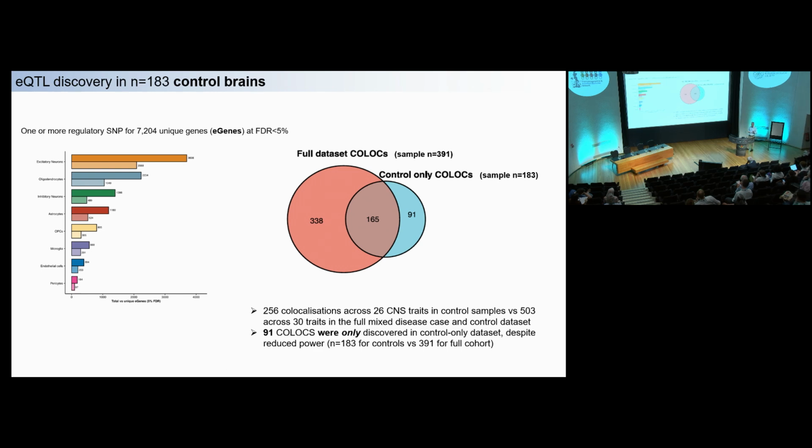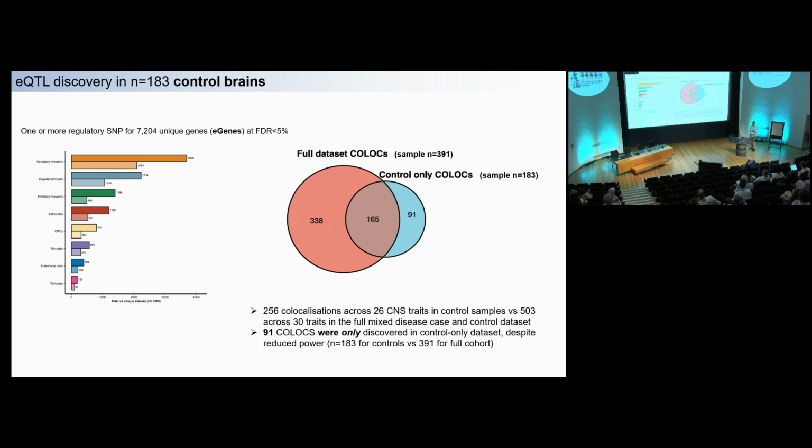As I mentioned, these were no history of brain disease and neuropathologically normal brains. Because that control cohort data set was small, only 183 brains compared to nearly 400, we obviously discovered fewer eGenes, 7,000 in this data set on its own, compared to the over 15,000 from the full data set. And that translated to the discovery of fewer co-localizations, so in total 256 co-localizations across 26 traits in the control samples compared to 500 across 30 traits in the full mixed disease case and control data set.